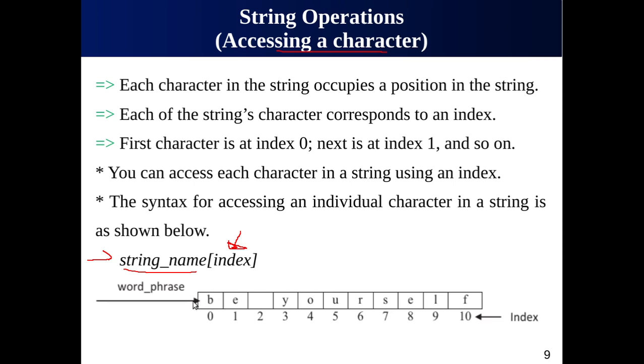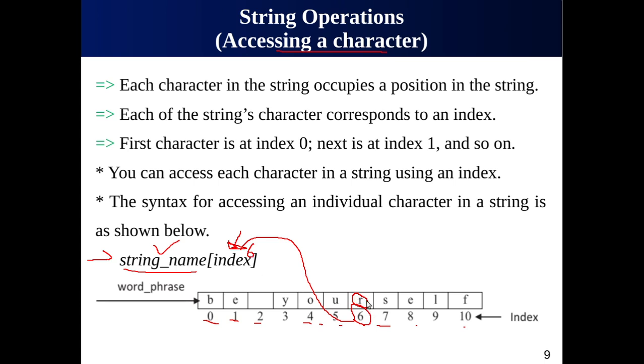Let's suppose you have a string like this: be yourself. It is stored in computer memory. The first character is always at index 0 and then 1, 2, and so on. If you want to access this character R, you have to write the name of the string or the name of the variable where the string is stored. In our case, the name is string name, and then the index of this character. So the index here is 6. You have to write 6 here enclosed in the bracket, and it will display the character R.